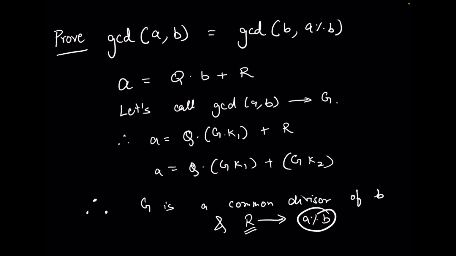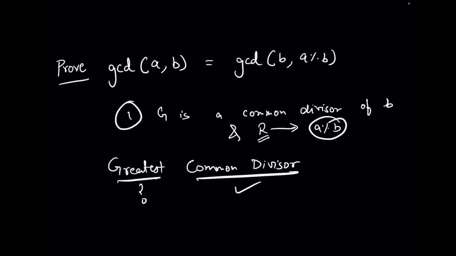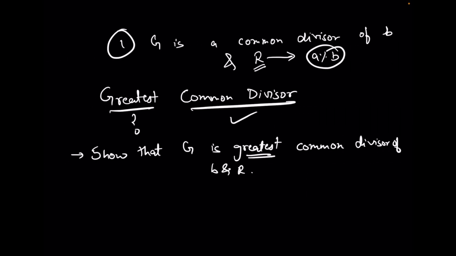Till now we've shown that the GCD of A comma B, which is G, is a common divisor of B and A mod B. But we haven't shown that it's the greatest common divisor. So this greatest part is still remaining. Which means what we want to show now is that this G, which is a common divisor of B and R, is actually the greatest common divisor of B and R.